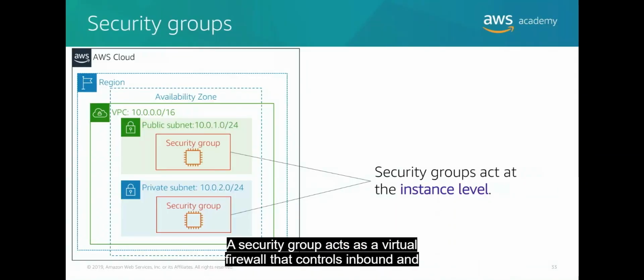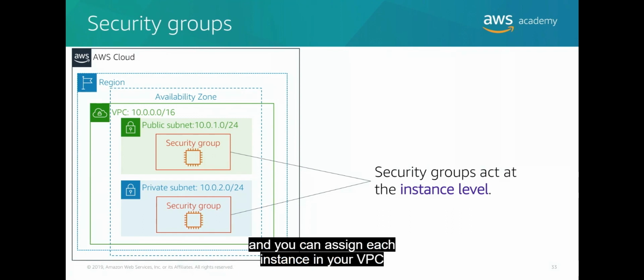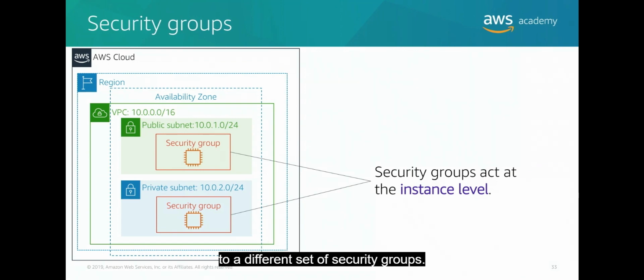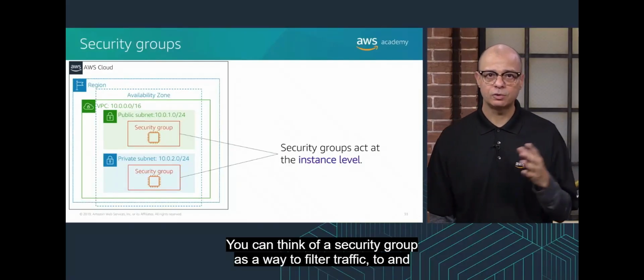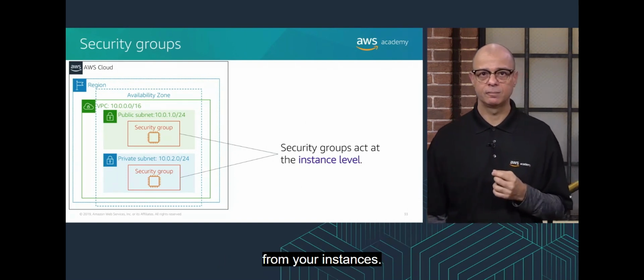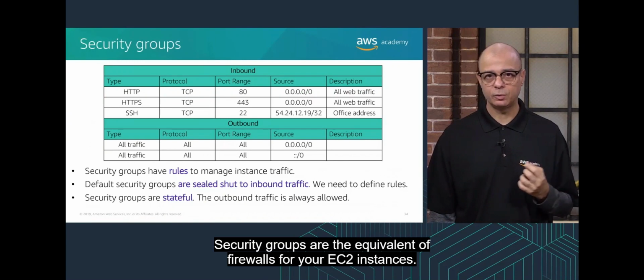A security group acts as a virtual firewall that controls inbound and outbound traffic to and from your instance. Security groups act at the instance level, particularly the network interface card. And you can assign each instance in your VPC to a different set of security groups. You can think of a security group as a way to filter traffic to and from your instances. Security groups are the equivalent of firewalls for your EC2 instances.